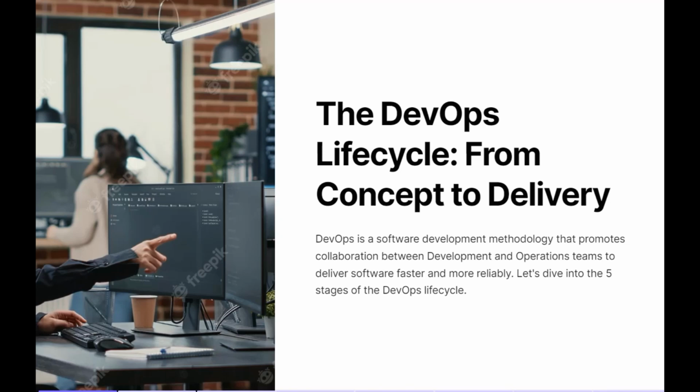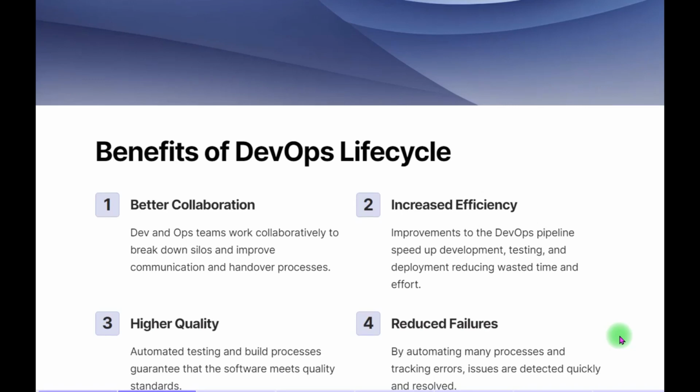In this video, we will deep dive into the 5 stages of the DevOps lifecycle. So let's start. First, we will understand the benefits of the DevOps lifecycle. It helps us with better collaboration, increases efficiency, raises quality, and reduces failures. So it helps us in many ways: we can deliver our project very quickly and make changes very quickly in real time. So let's start one by one.